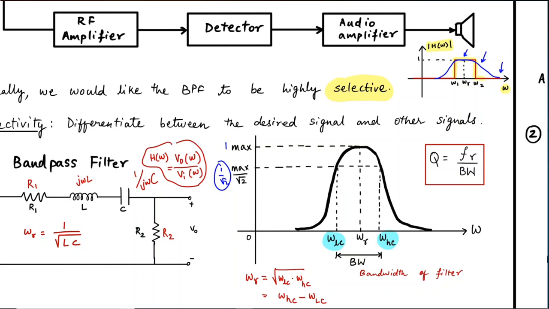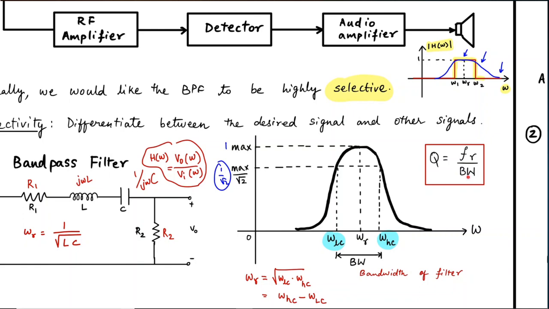Now, with all these aspects of the filter, how good is the filter? How selective is the filter? You know that by evaluating the Q factor or the quality factor of the bandpass filter, which is essentially the ratio of the resonant frequency in hertz, F_R. So you would divide that omega_R by 2 pi to get the F_R, resonant frequency, divided by the bandwidth of the bandpass filter. That would give you the Q factor, the quality factor. Higher the quality factor, higher the selectivity, right?